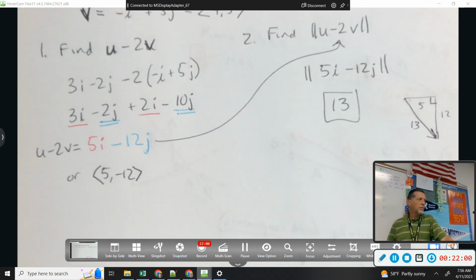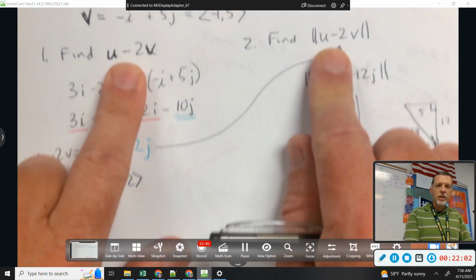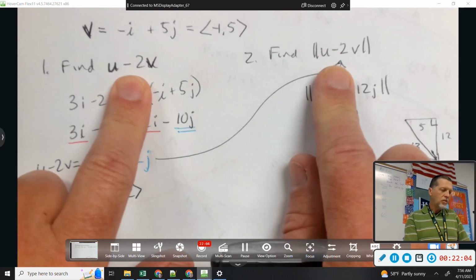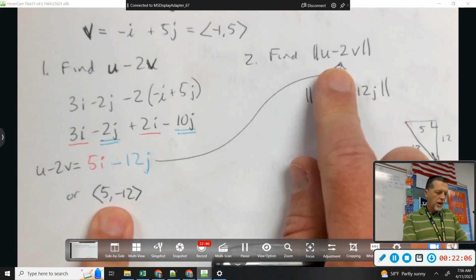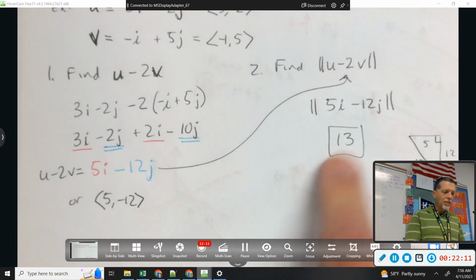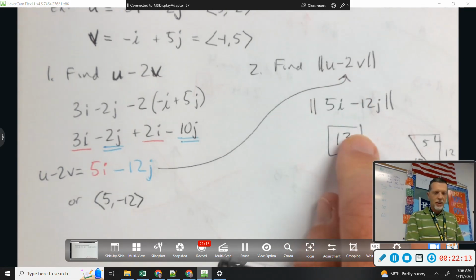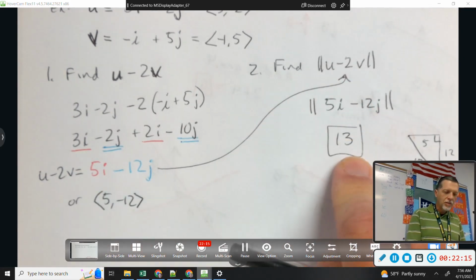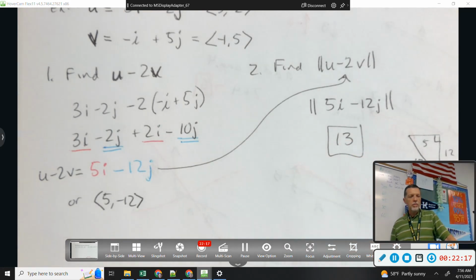So we're done, but I do want to pause and look at the difference between these two again. u minus 2v, that's going to be a vector answer. We got a vector for an answer. The length of u minus 2v meant I had to do u minus 2v first, so we'd kind of already done that, and then we found the length of them to be 13.